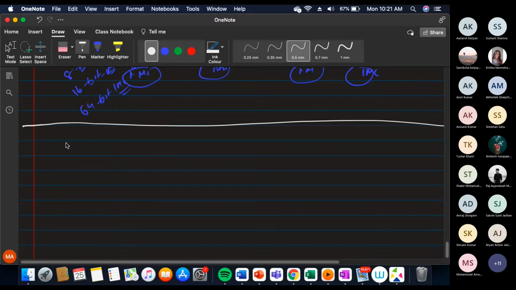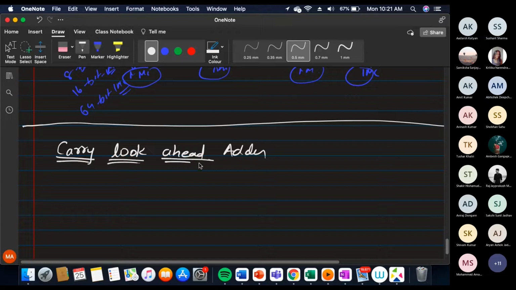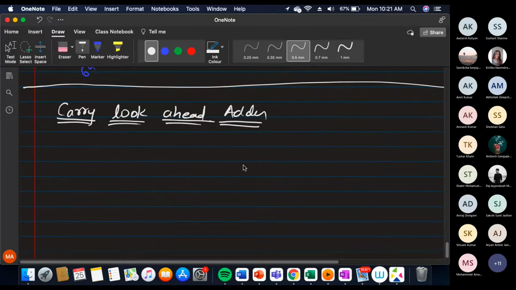So kindly write down the name of the adder as carry look ahead adder. That is the adder that we are learning. It is the adder which is there in every modern processor that you can think of. Inside every modern processor, this is what happens internally. We'll try to learn this with a 4-bit addition. So if it is a 4-bit addition, how many adders are required?